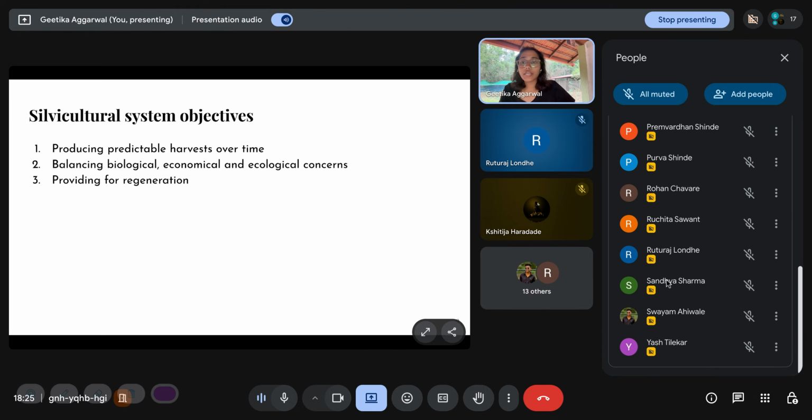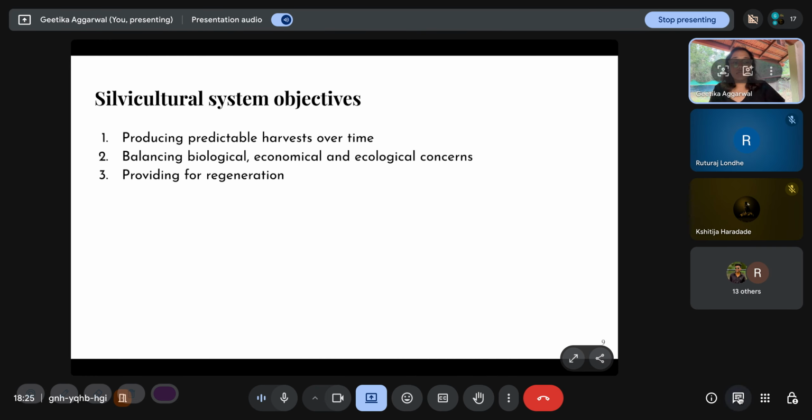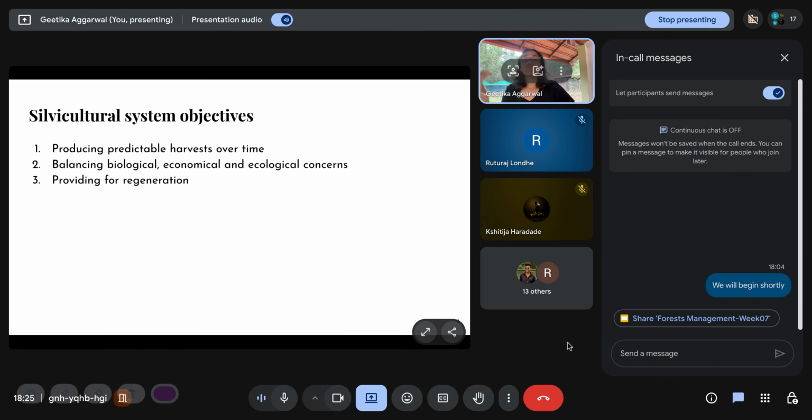You might want to provide for regeneration. While harvesting, you might want to keep in mind how you are going to regenerate the forest as well. For example, you would want to keep in mind how you are going to get seeds for the next trees. Are you going to go with natural regeneration? Are you going to go with artificial regeneration? So basically, how are you going to be providing for regeneration in that particular area?